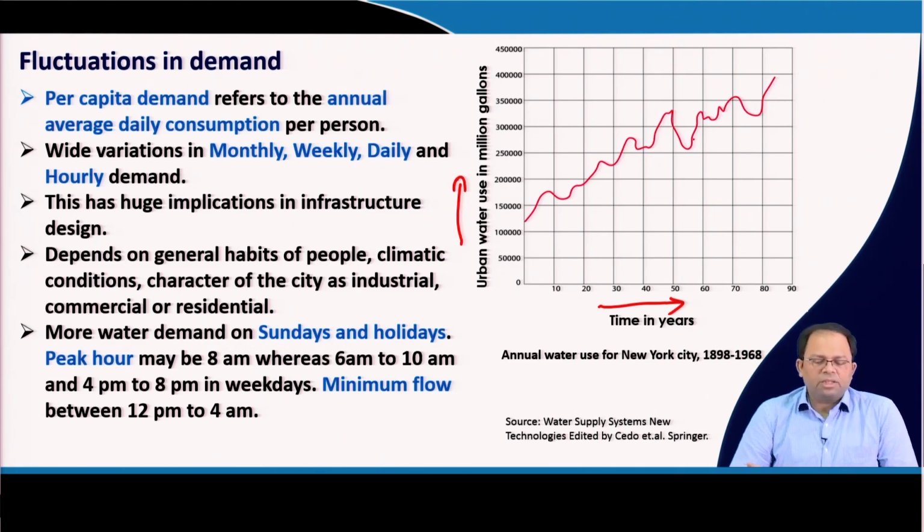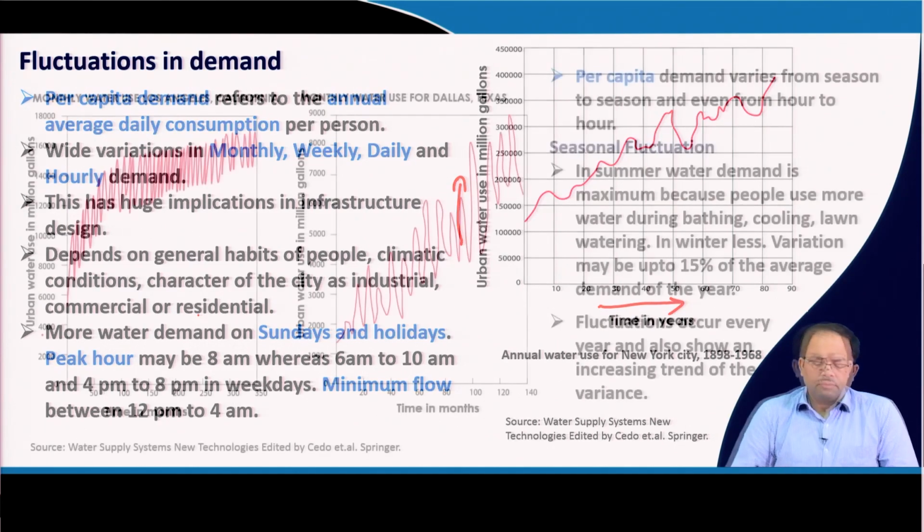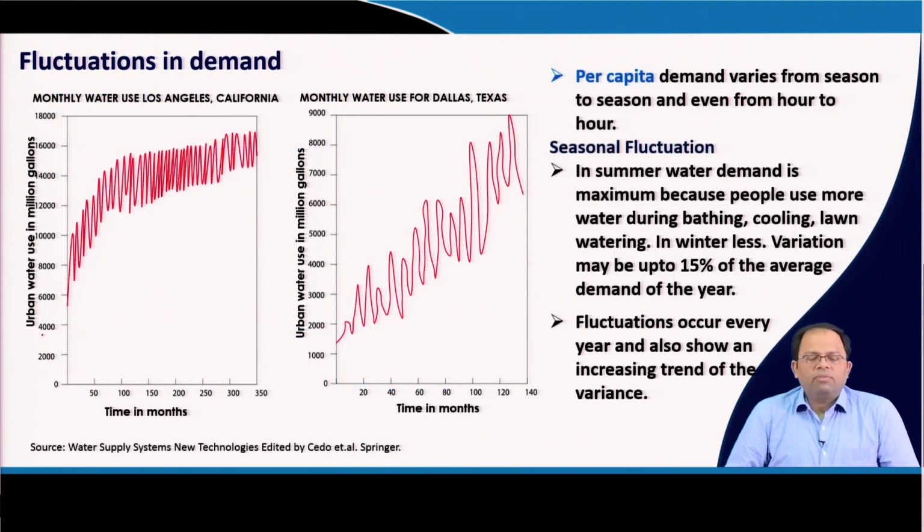Some of these factors could be certain events in the city, or it could be linked with the economic situation of that particular city. Maybe a lot of development was happening at that time, so there was a lot of water requirement and so on. Then we talk about fluctuations in per capita demand, which also varies from season to season.